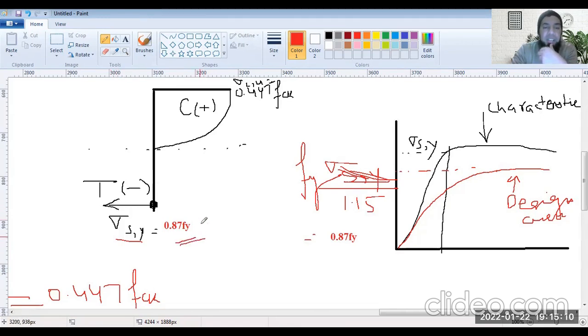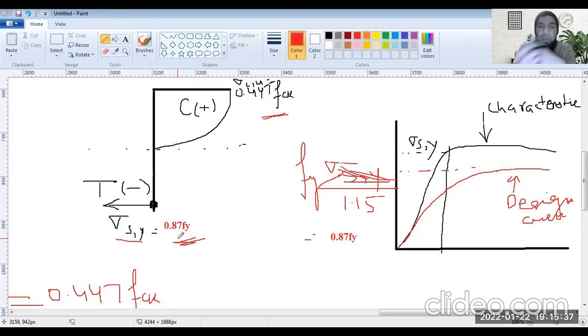So sigma sy, which is the stress now developing in the steel at its yielding point, is 0.87 fy. This is for concrete in compression. When it is failing, the stress in the extreme fiber is 0.447 fck. At the same time, for steel, it's 0.87 fy. So these are the stresses in steel and concrete in flexure that will develop in these materials.